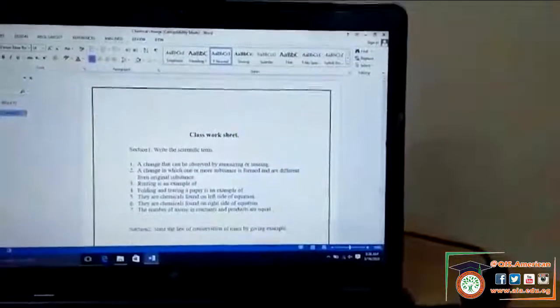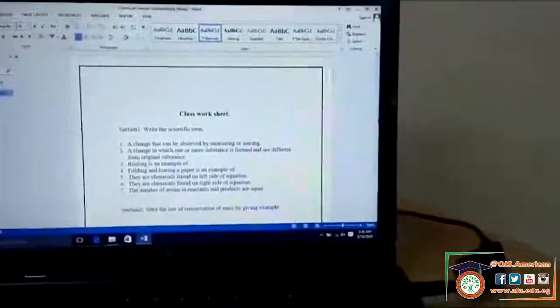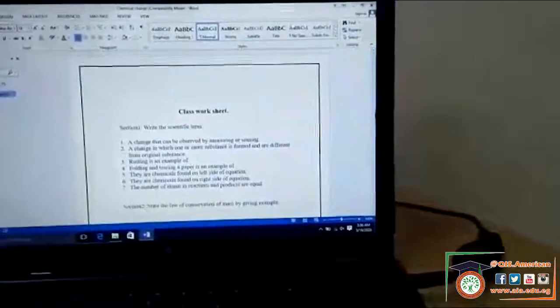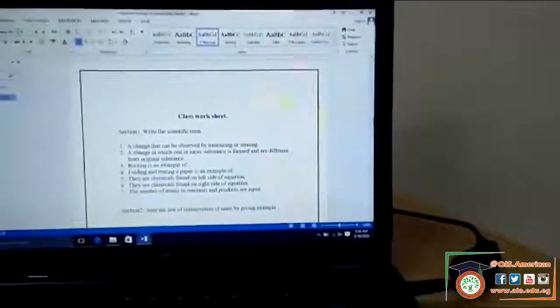Here is the questions for revision sheet on the chemical change. I'll put it on the LMS today, inshallah. The first question here is, write the scientific term. Remember, we were talking about the physical and chemical changes.